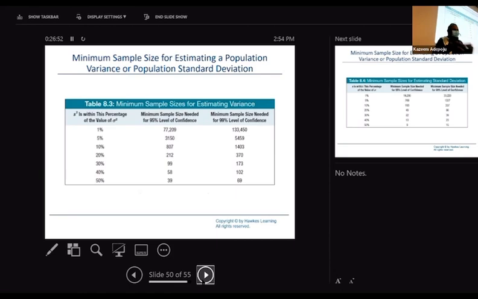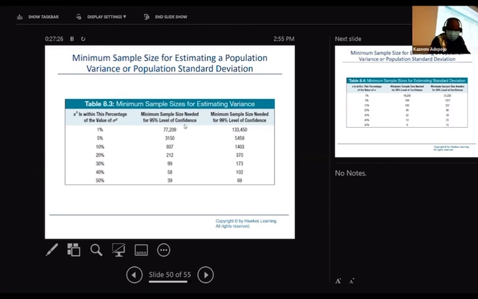Now, what you're going to consider is this. You need to look at what is sample variance. If you look at the first column, the sample variance is within a percentage of the population variance. 1% means 99% level of confidence. If you are anticipating 99% level of confidence, oh my God, you are going to choose a lot of sample size.